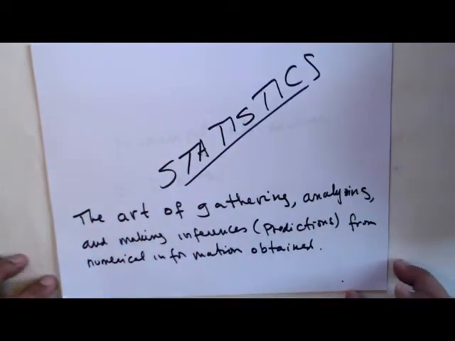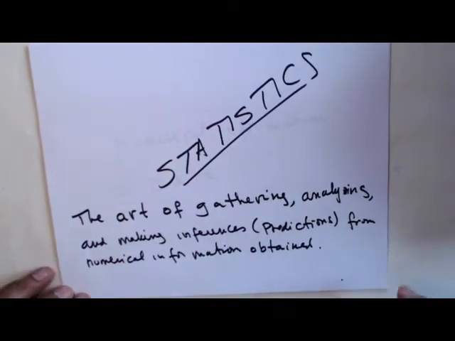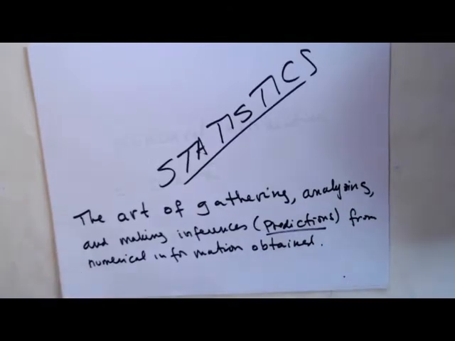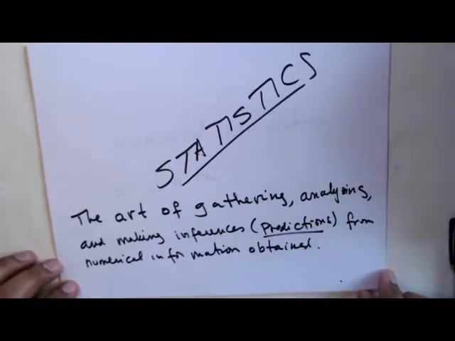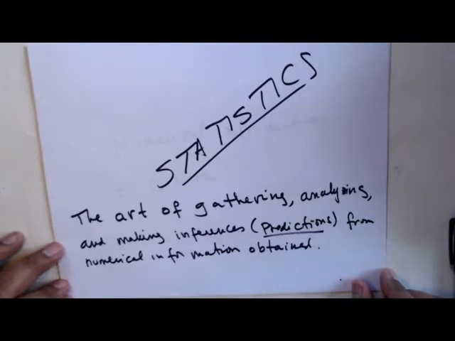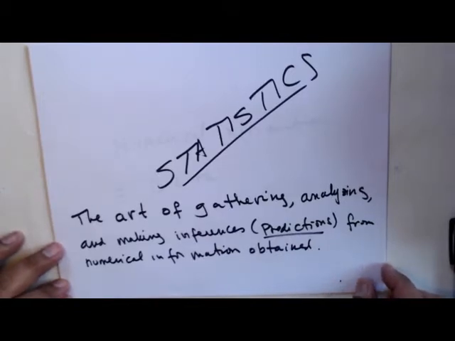So we're dealing with statistics. We have a definition here: the art of gathering, analyzing, and making inferences. Well, those are predictions that you make from numerical information obtained. There are many ways that you can obtain numerical information in statistics. You can do sampling, you can do surveys, you can collect data in a process.